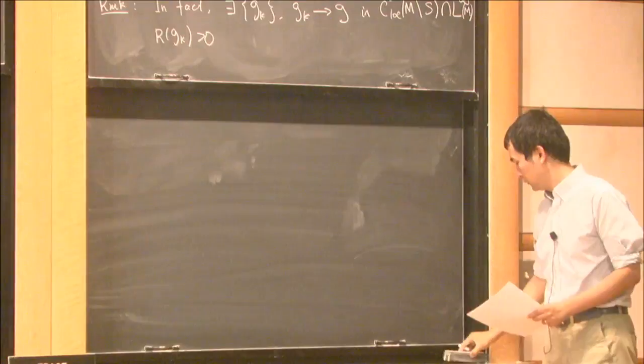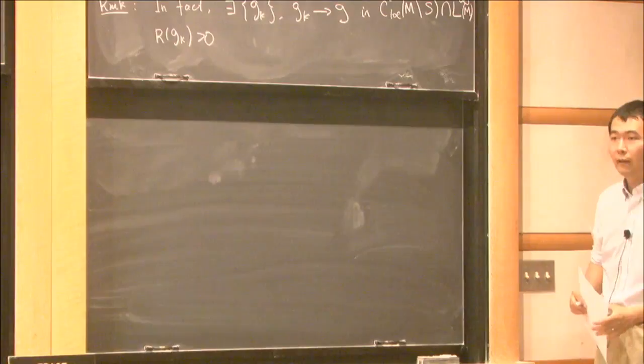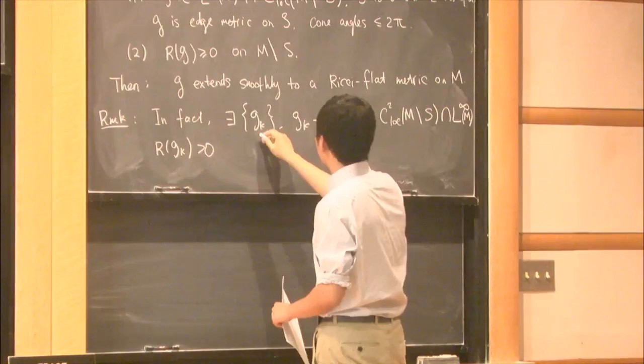Any other questions? So G_k is supposed to be smooth? G_k is smooth. G_k is C2 themselves.